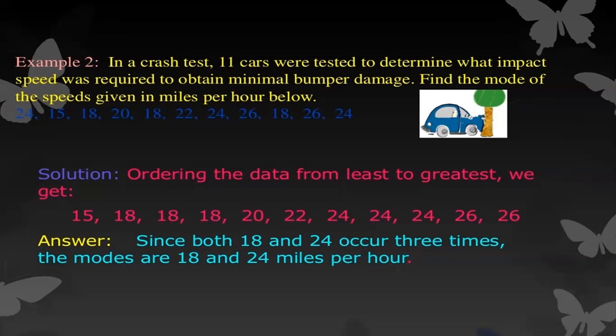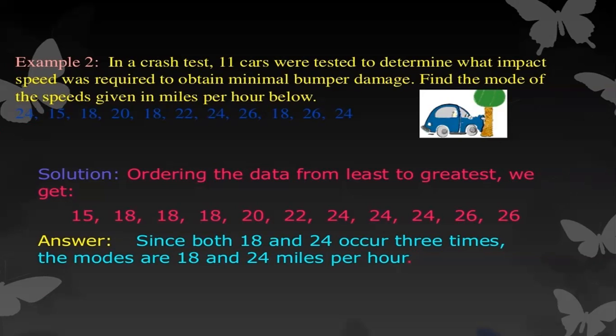Mode with frequency, you can find out in three series. We will discuss the mode in three series: individual series, discrete series and continuous series. There are two methods for finding the mode in the individual series: by observation, and by converting the individual series into a discrete series by frequency distribution.